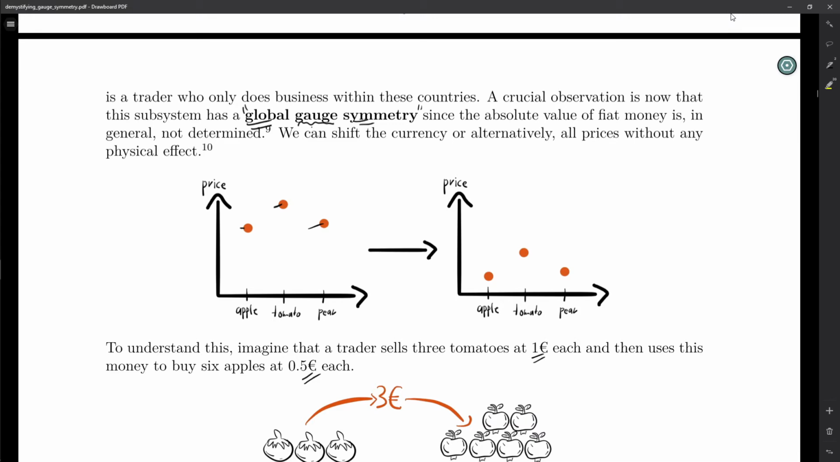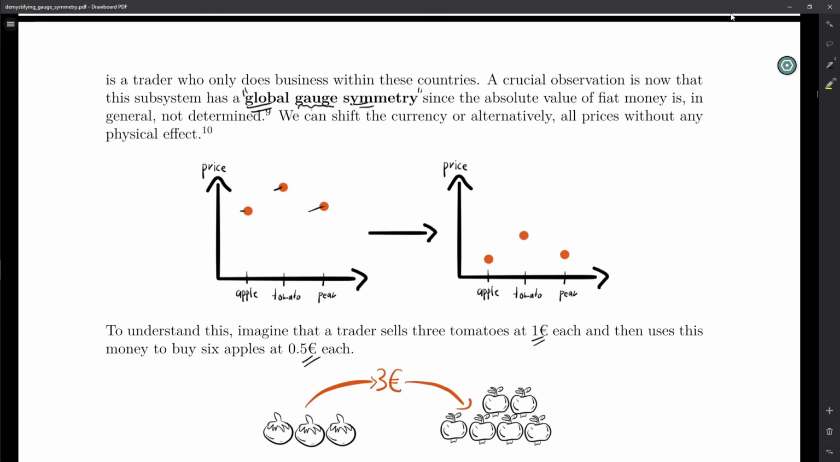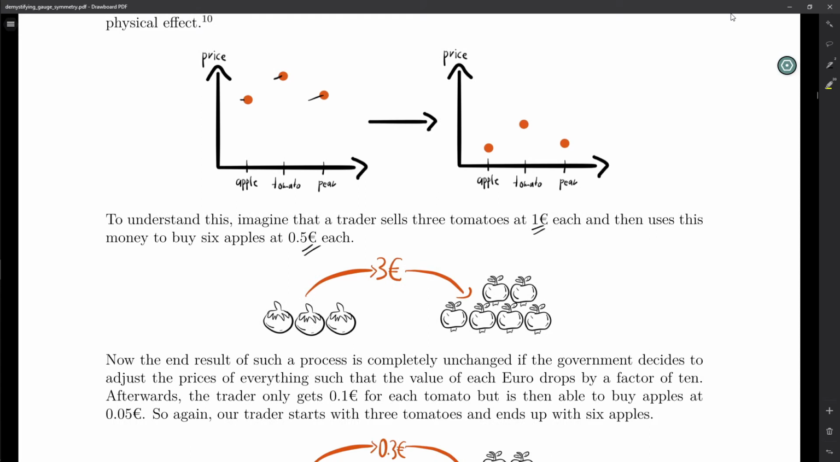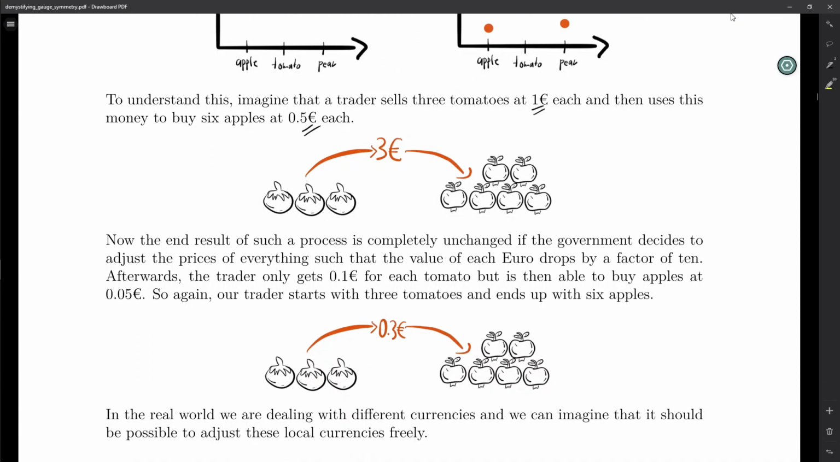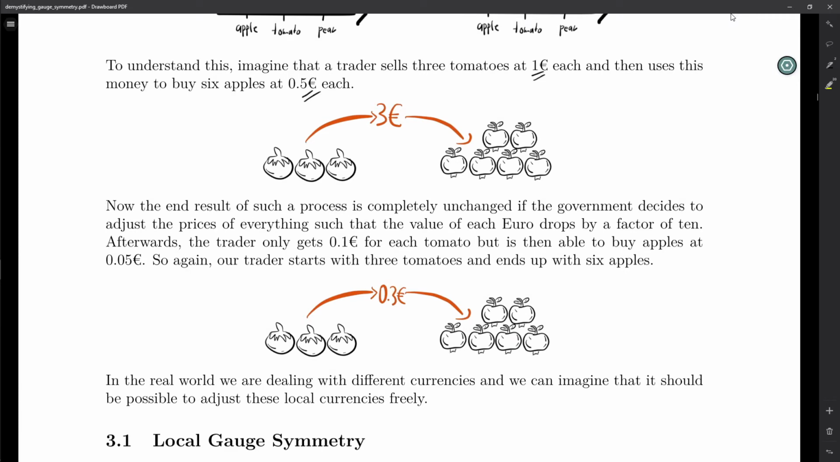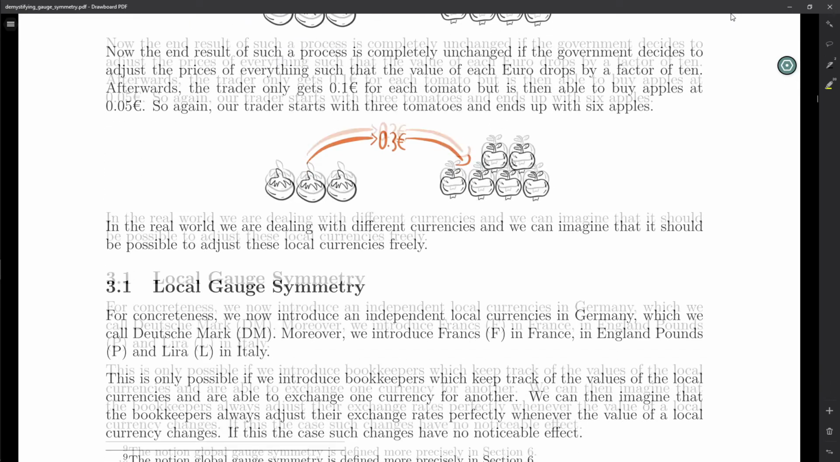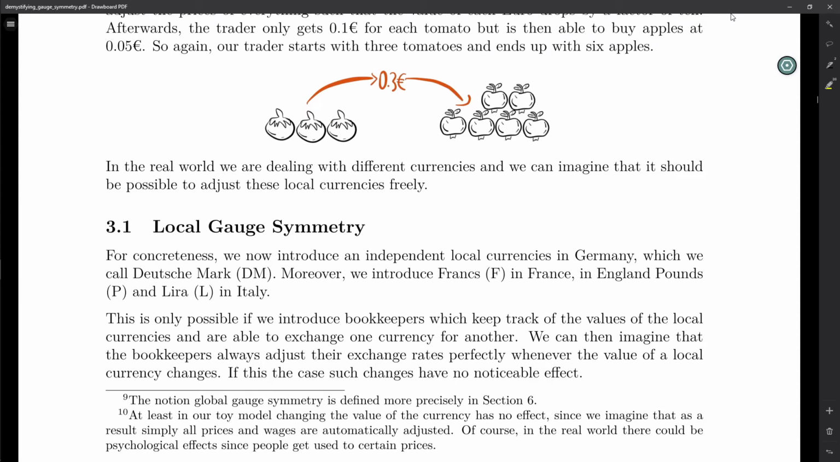That is, this subsystem is invariant under a global change. And these transformations are termed gauge transformations, and since it is global, you call it a global gauge transformation. Again, a lot of words. But yes, now we can look at a slightly more nuanced one.